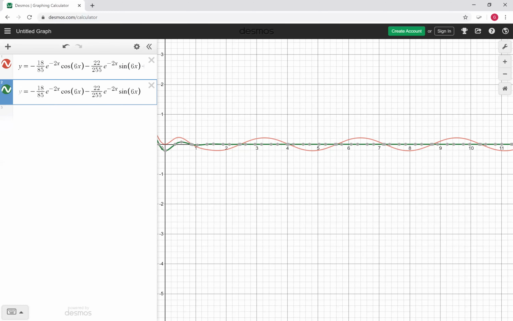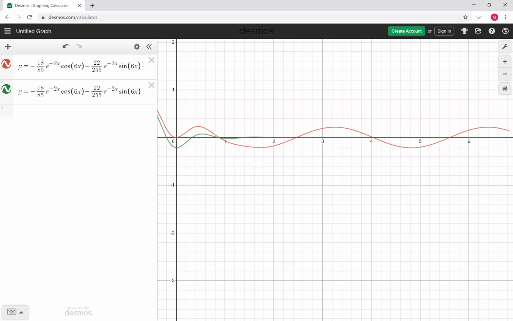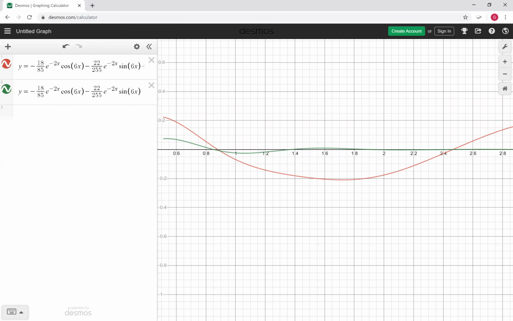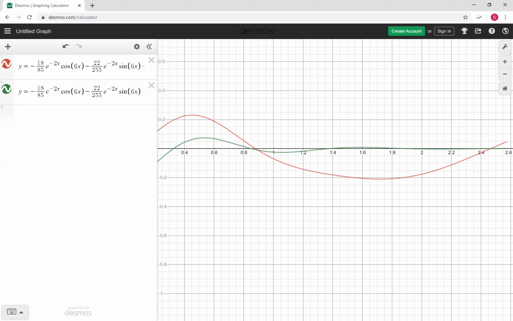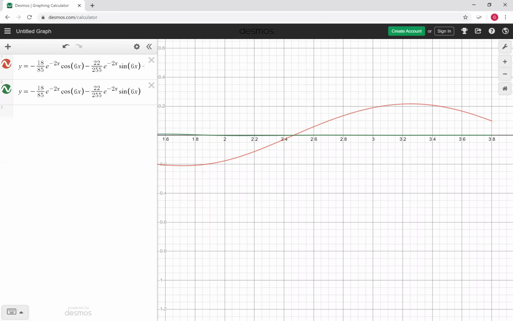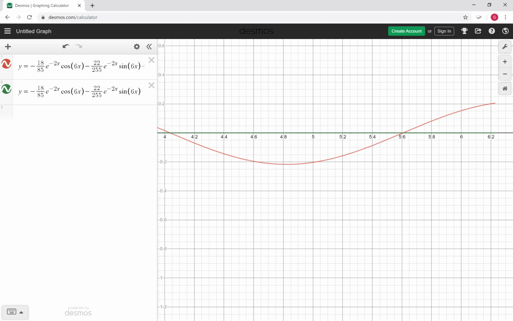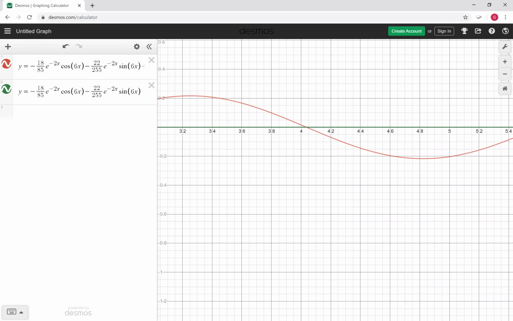So look at that. This green one is the transient solution part. As you can see in this graph, at the beginning there is some effect, but finally it converges to zero. That's why I said transient means that whenever t is increasing, it goes to 0, because the transient solution part includes e to the minus t.